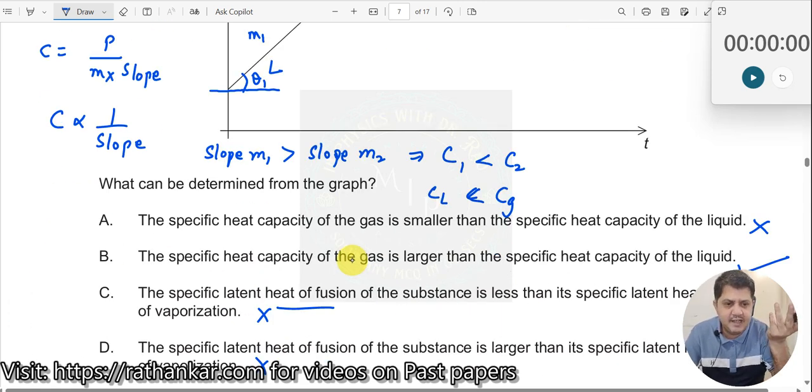This is nothing but an example of what you have learned: when a small amount of gas, water vapor for example, falls on our hand at 50 degrees centigrade, it will create a lot of burns. While if the same water at 50 degrees centigrade falls onto your hand, nothing will happen to you, it will not cause so many burns. So you should remember that gases have a lot of specific heat, a higher specific heat as compared to that of liquids.